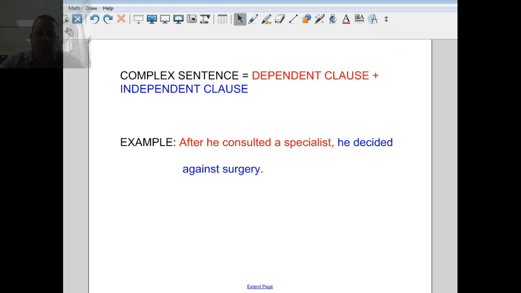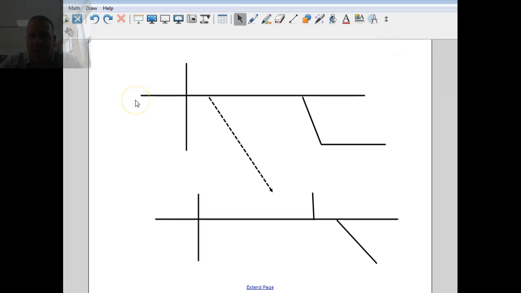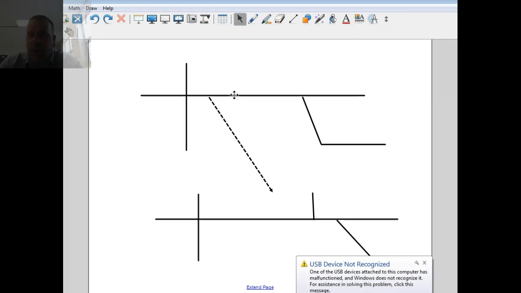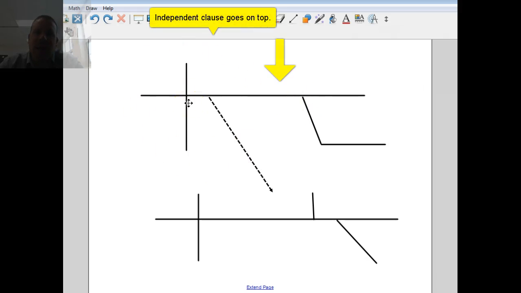So I'm just going to move right along to how the diagram should look. This is going to be how I'm setting up my diagram here. Now, once you see the words going in, it will make more sense, obviously. But up here is our main part. And our main part, even though the independent clause is second, he decided against surgery, this is where we're going to put he decided against surgery because it's the main part of the sentence. So that main part still goes up at the beginning, up at the top.